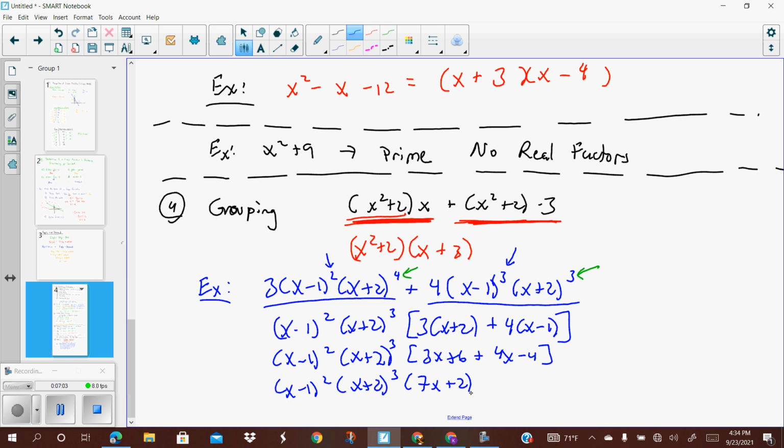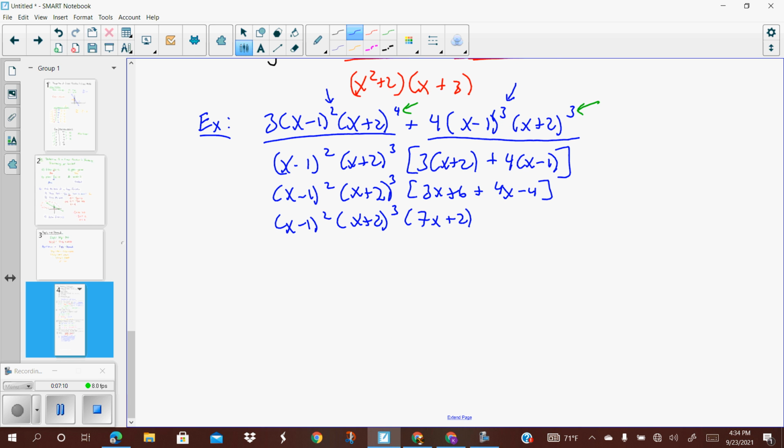Different way of thinking about grouping. These things were grouped in an odd way. For the most part, when you're talking about grouping, we're going to have an example that looks like this one: x cubed minus 4x squared plus 2x minus 8. There are 4 terms there, so using some kind of a reverse FOIL doesn't really work here.